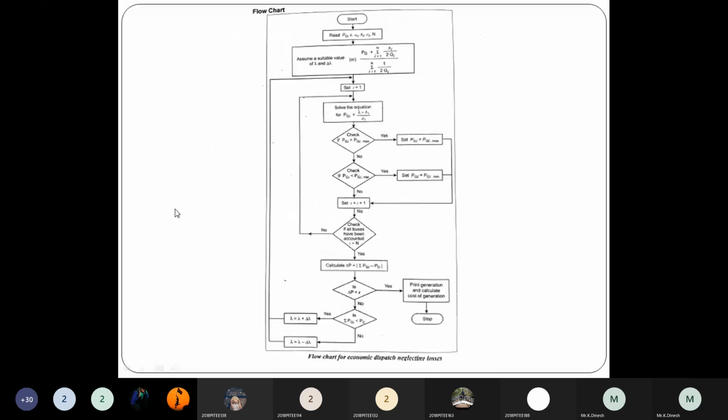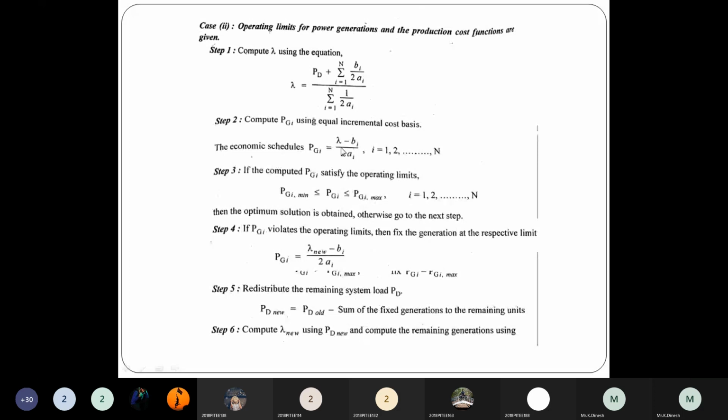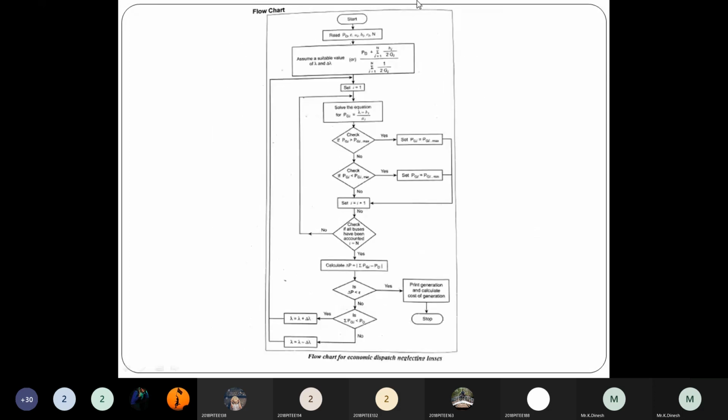So based on the algorithm, we have the flow chart. Starting the process, read all your declarations. There is real power, reactive power, voltage, everything we have to read. And we have to assume our lambda. Lambda is nothing but your general equation: PD plus summation of I equal to 1 to n of B by 2G, whole divided by summation of I equal to 1 to n of 1 by 2G.